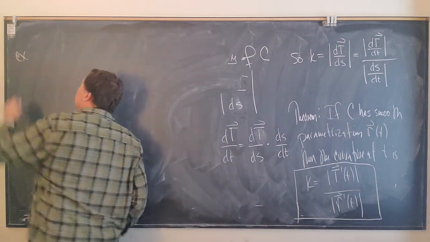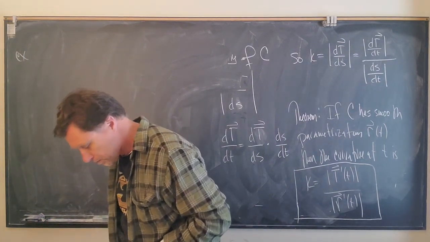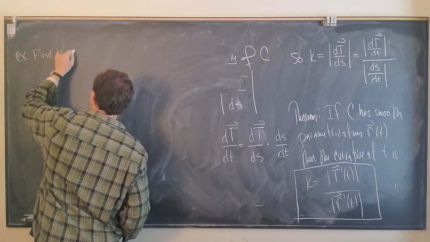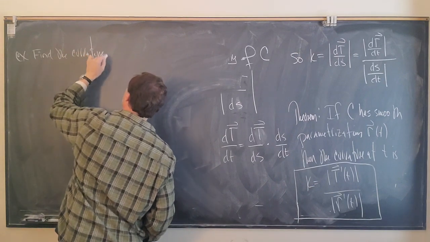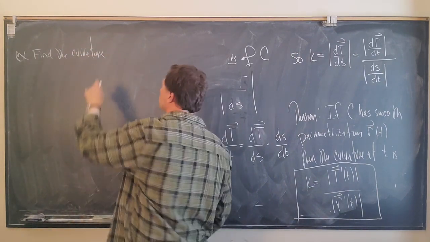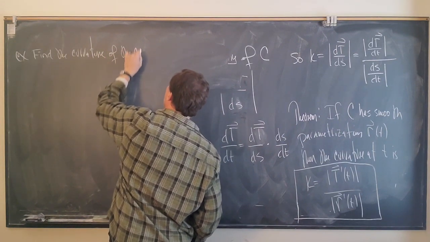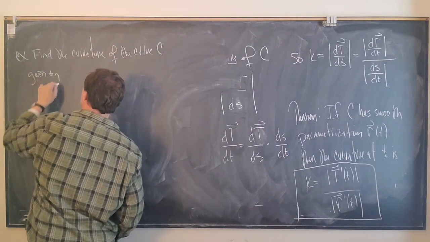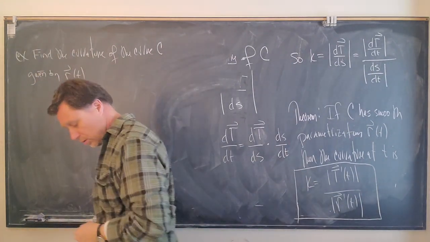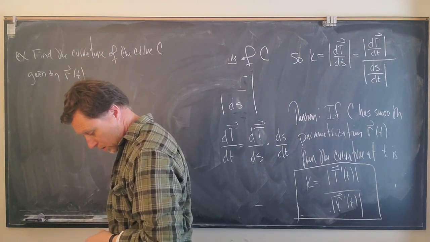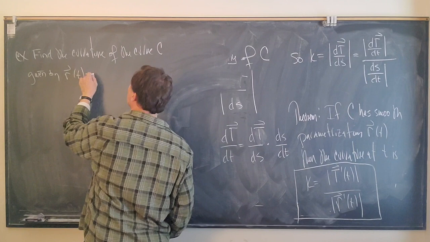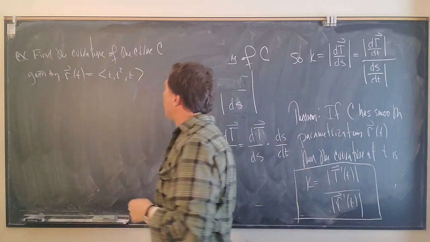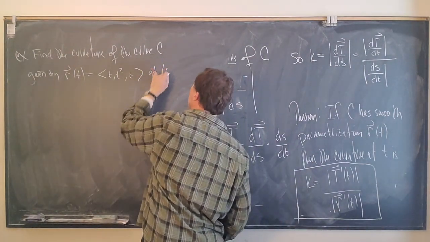Okay, so let's try an example now. So let's find the curvature of the curve C given by parameterization r of t equals (t, t squared, t). This is a smooth parameterization. We're not going to verify that. At the point 0, 0, 0.